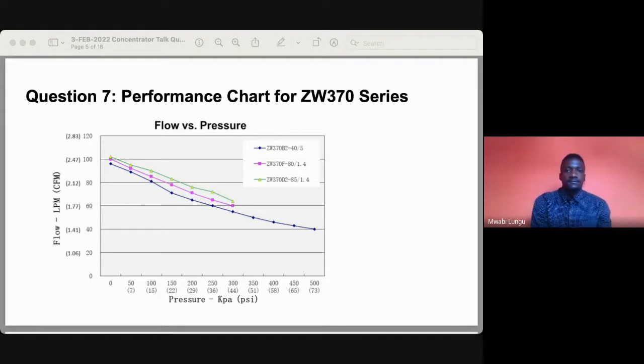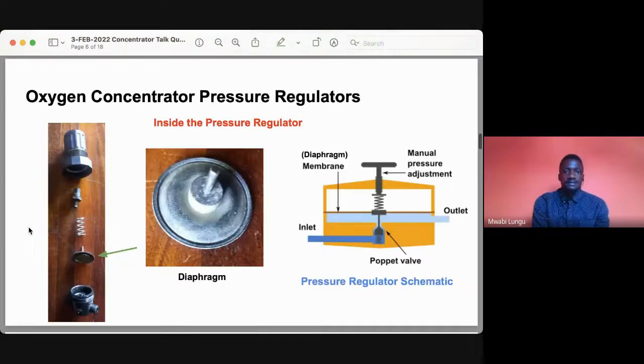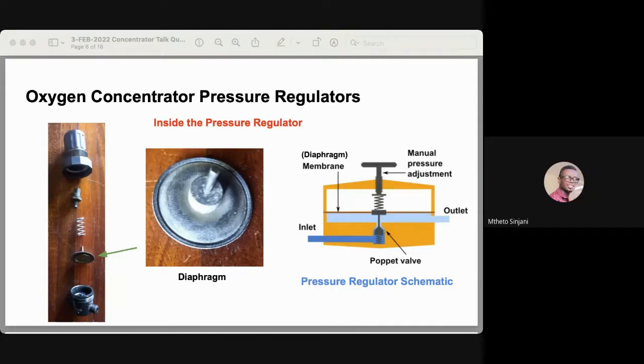So we'll divert from the questions and now we'll move on to a brief explanation on how to adjust pressure regulators found on different models of concentrators. So Tejo, if you can please give us that explanation. All right, thank you, Maui.